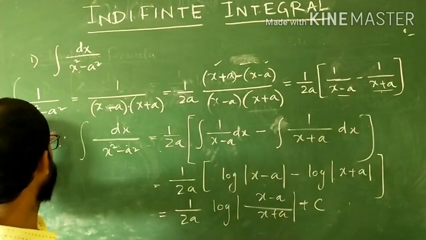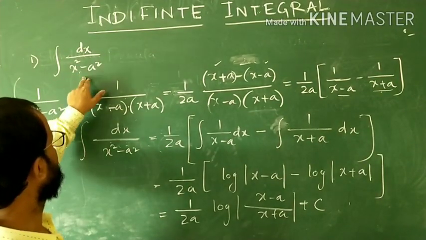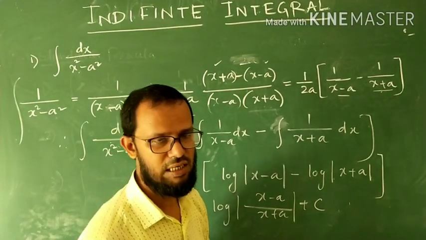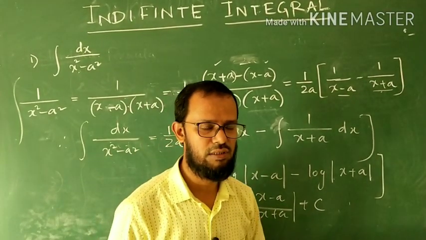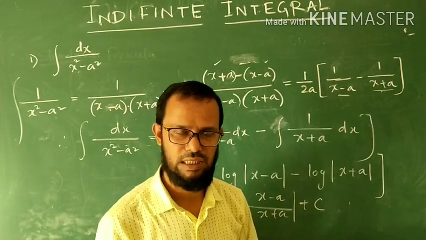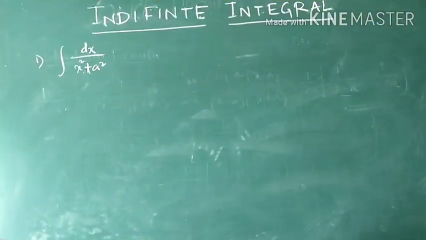That this formula, integration dx by x square minus a square, is equal to what? 1/2 a log modulus (x minus a) divided by (x plus a). If you use it in different questions, then you will automatically remember this particular formula. So thank you very much.